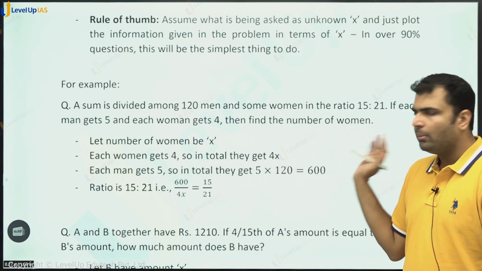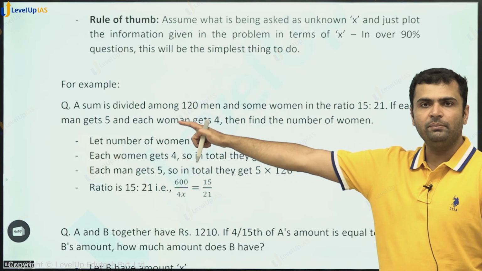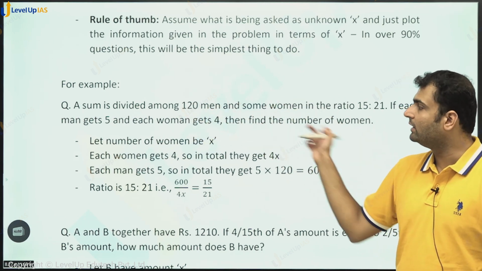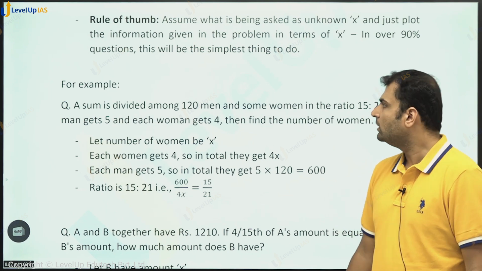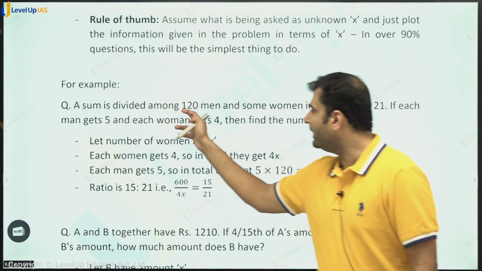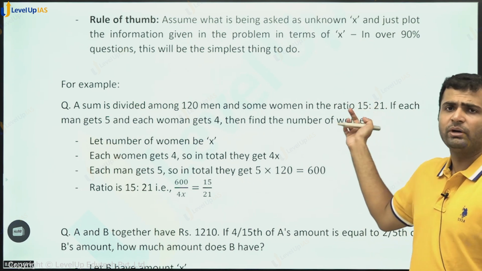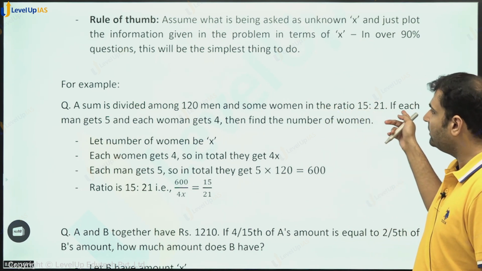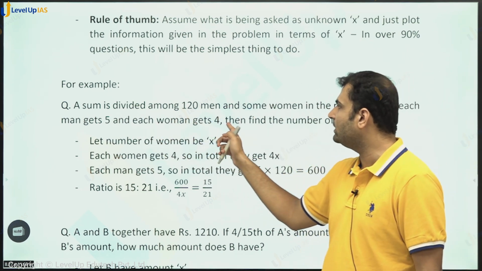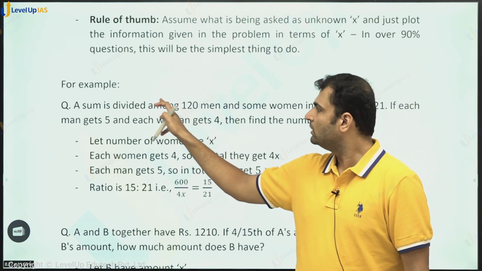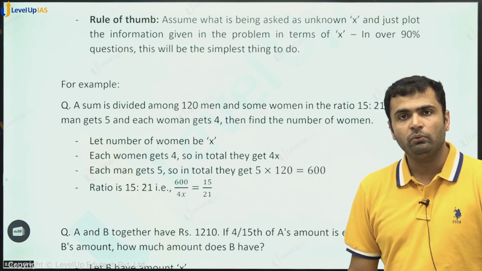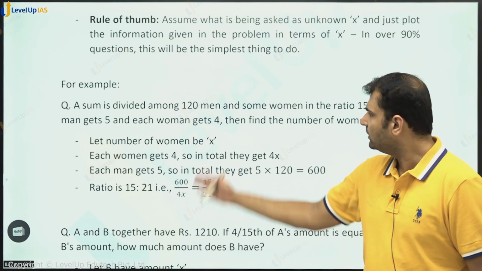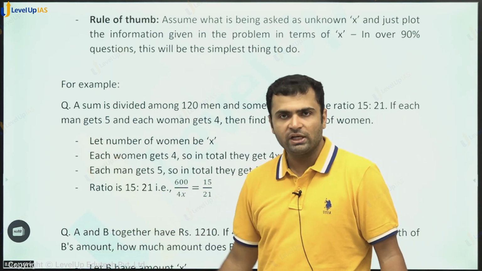ठीक है. अब we'll go back to our original problem and start reading again and try to plot everything that we have. क्या दिया है? Sum is being divided in some ratio, right? और क्या दिया है? If each man gets 5 and each woman gets 4, there are 120 men, so and each man will get 5 rupees. So how much money will men get in total? 120 into 5, 600 रुपए.